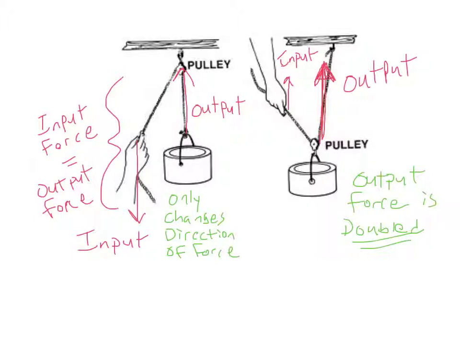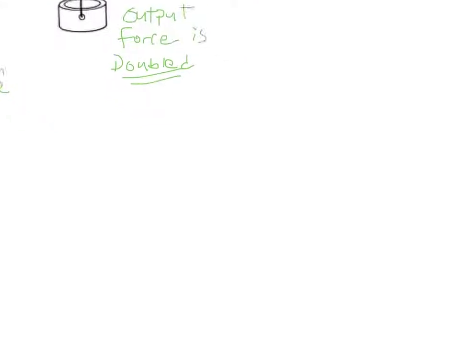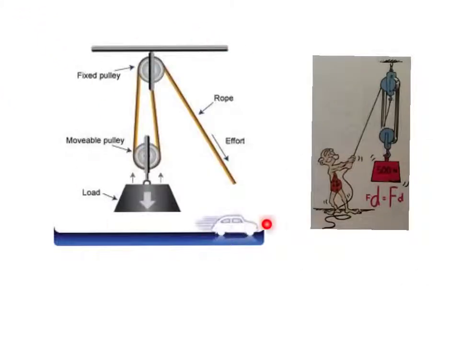What this is showing us is that, as with any machine, the size of the forces can change, while work input and work output are unchanged. A block and tackle system of pulleys, such as these shown here, multiply the force more than a single pulley can.